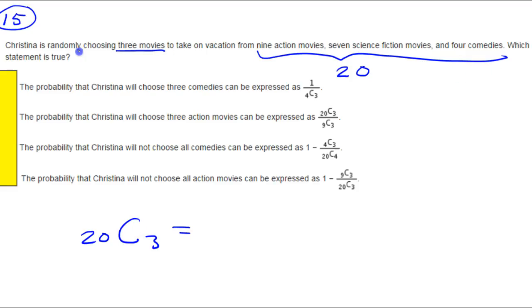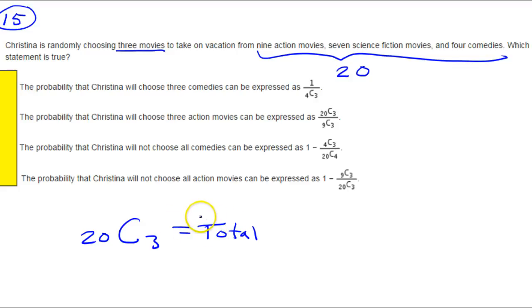Okay, let's break down the individual ones. Which statement is true? So it sounds like only one of these is going to be true. The probability that Christina will choose 3 comedies can be expressed as 1 over this number. Well, that's not going to be it. See, this is the total, which is what we just discussed.